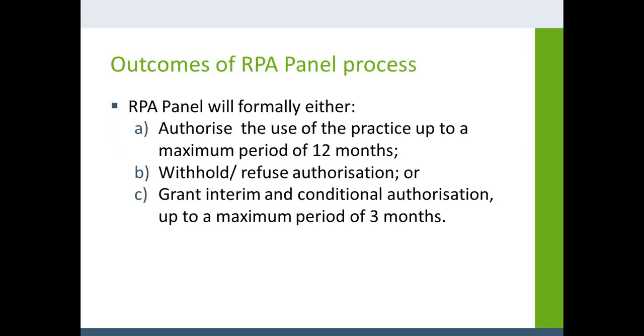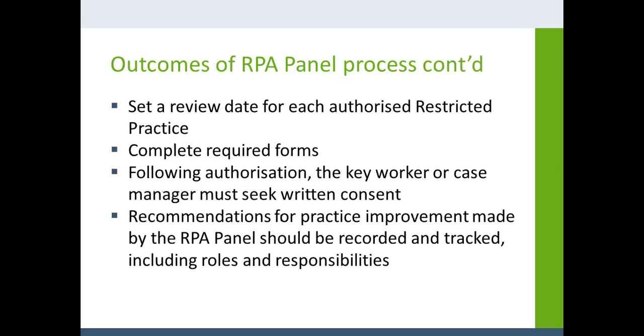When deciding upon an outcome, the RPA panel will formally authorise the use of the practice up to a maximum period of 12 months, withhold, refuse authorisation, or grant interim and conditional authorisation up to a maximum period of 3 months. Furthermore, the panel will set a review date for each authorised restricted practice, complete required forms, seek written consent, and record and track the implementation of any recommendations for practice improvement put forward.